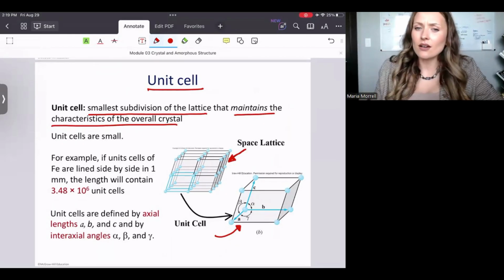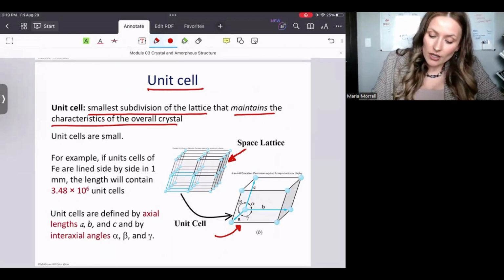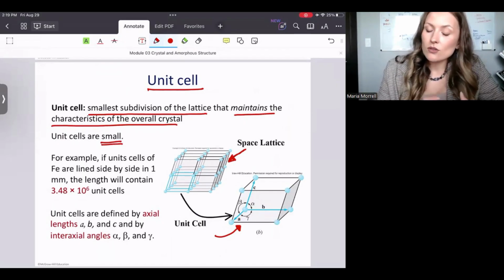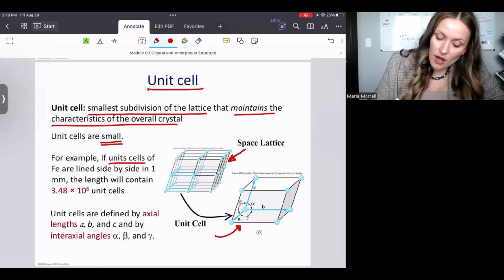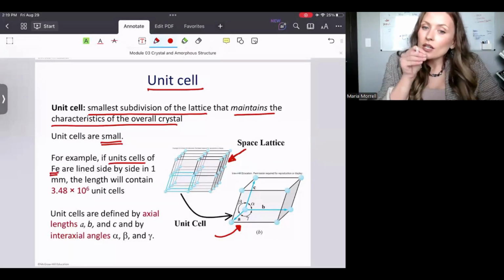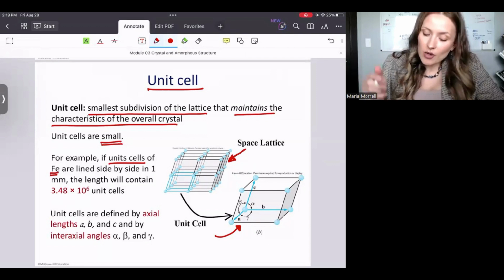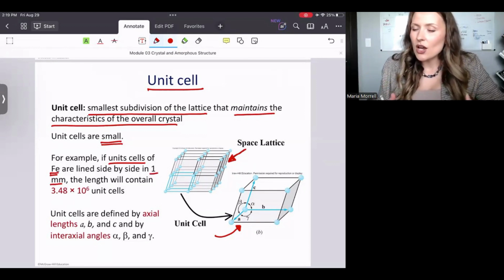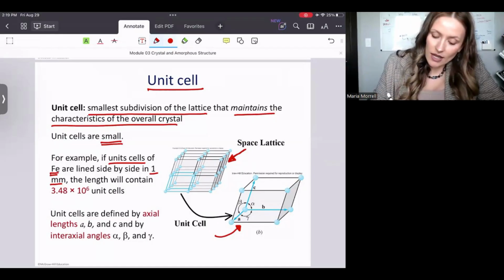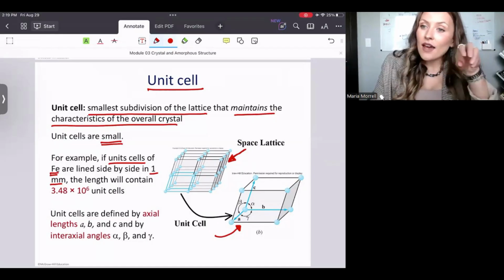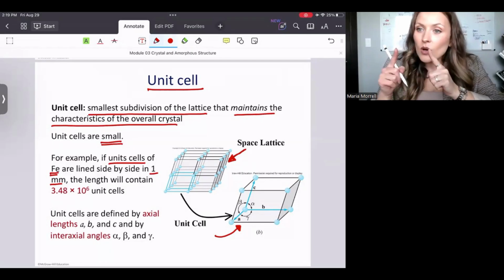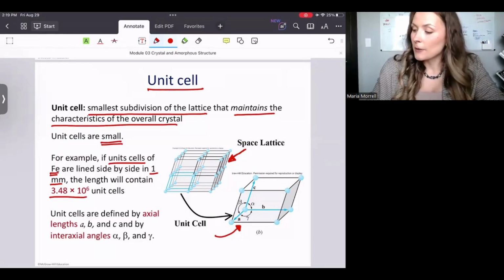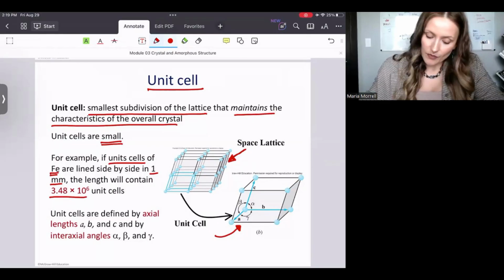Now, unit cells are extremely small. And I will give you an example. If we take the unit cells of iron and line them up side by side in 1 millimeter, so hopefully people can imagine how small that size is, right? Then within that length, within that 1 millimeter, you will actually have almost 3.5 million unit cells.